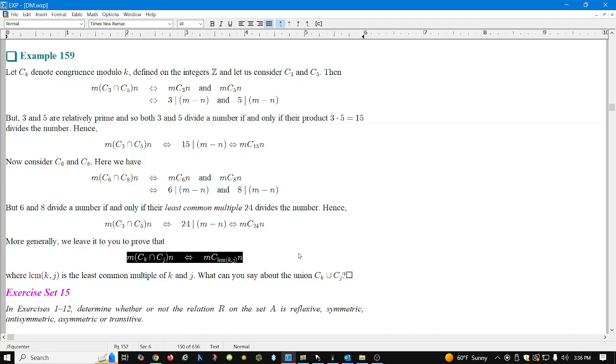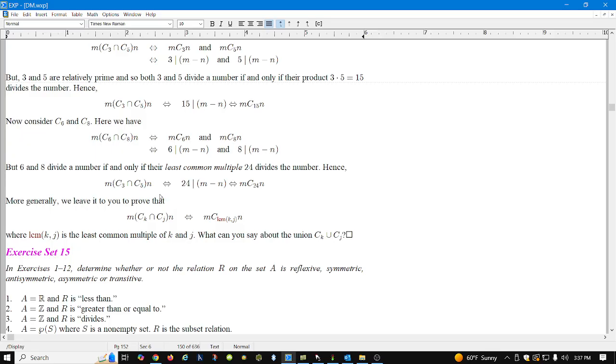Okay, so this formula is worth thinking about. I wouldn't spend a whole lot of time memorizing it unless you like doing that kind of stuff, but it's something you want somewhere in the middle of your mind in case it should come up. Okay. And you should also give some thought to the union. What can we say about the union of congruence mod K and congruence mod J?